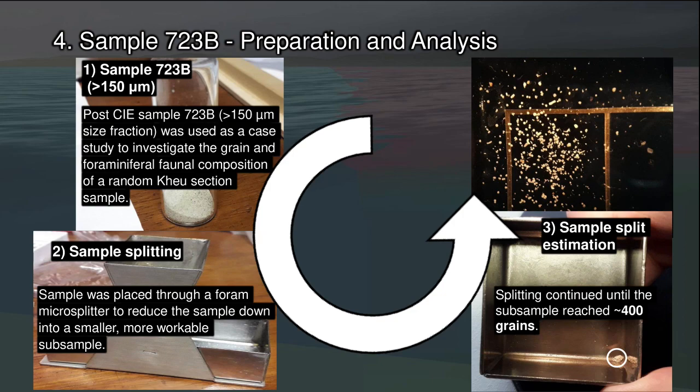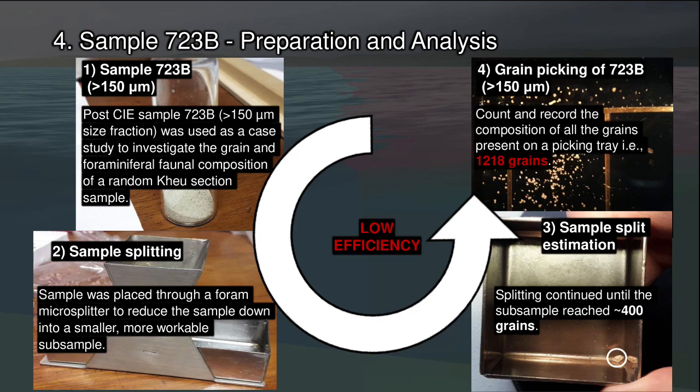And you can see there, we have our population of sample, and what we then do is we continue splitting down until we get to a population of sample that we estimate to be roughly 400 grains, and we'll come on to maybe caveats with this approach, but this is what we did. And then we sprinkle this out on a picking tray and literally count and record the composition of the different grains and the forams present within the sample.